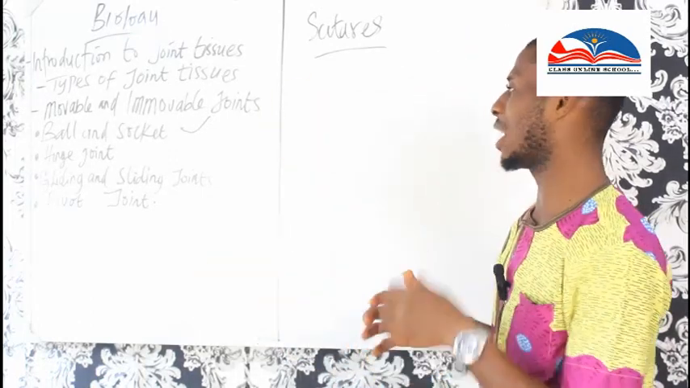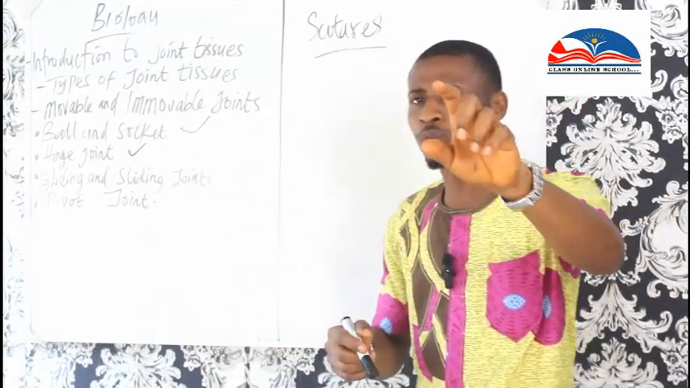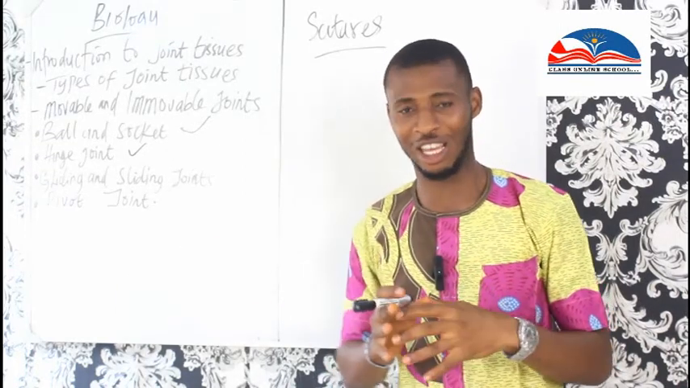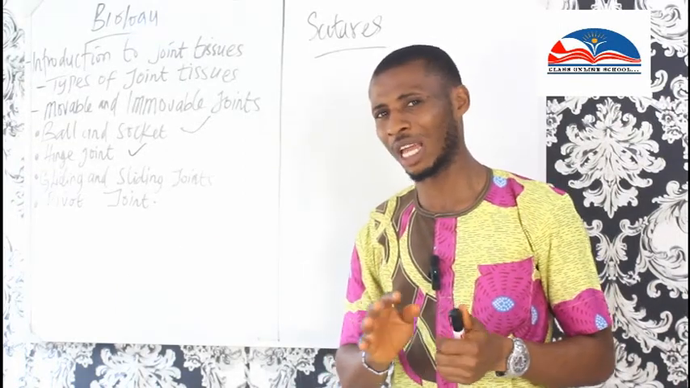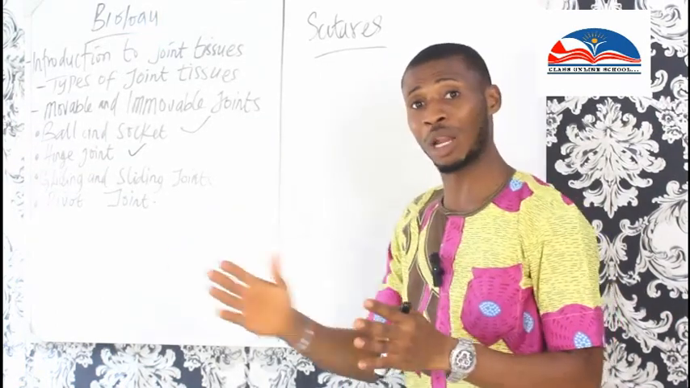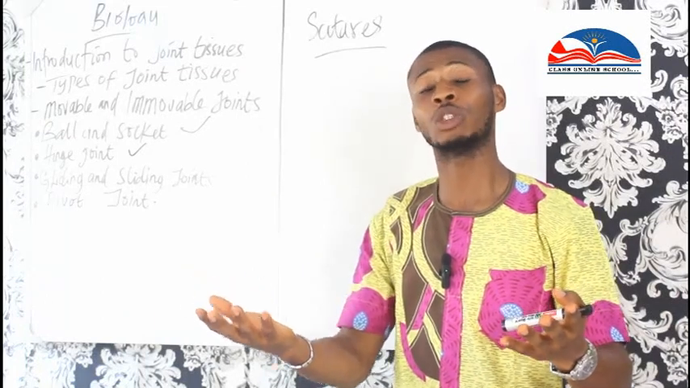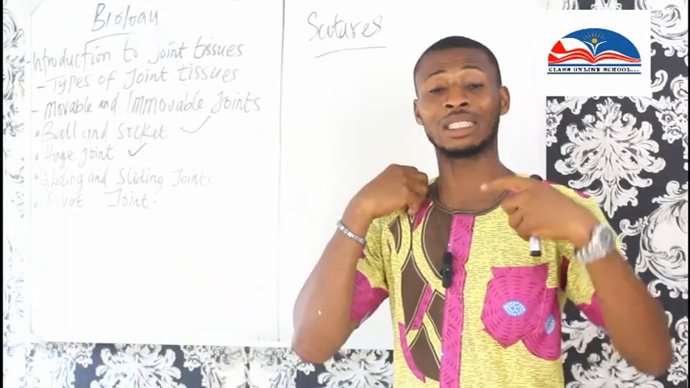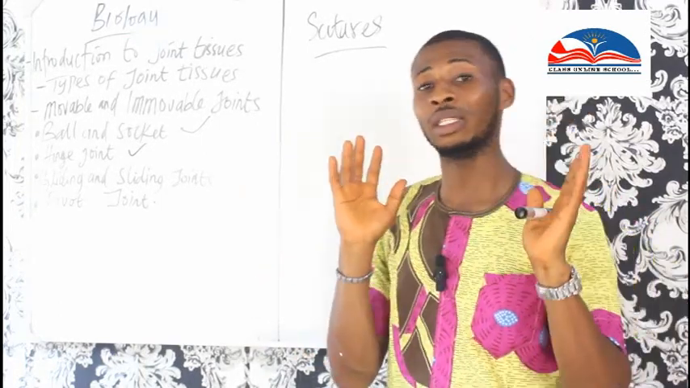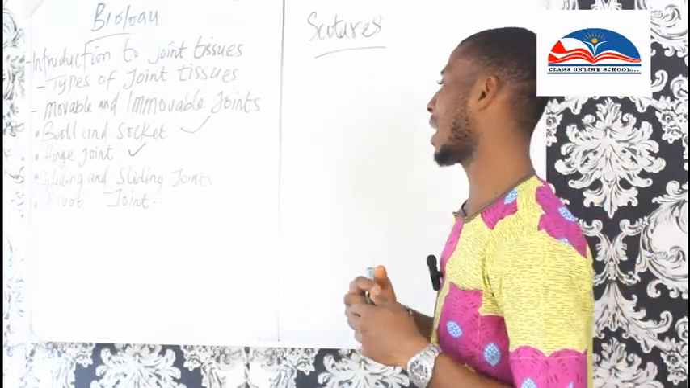The next one is the hinge joints. Let me give you a clue. Have you heard about hinges for a door? What do hinges do? You see that it only glides the door open and close. That is the work of that joint. It just rotates in an area of 180. It does not go 360.